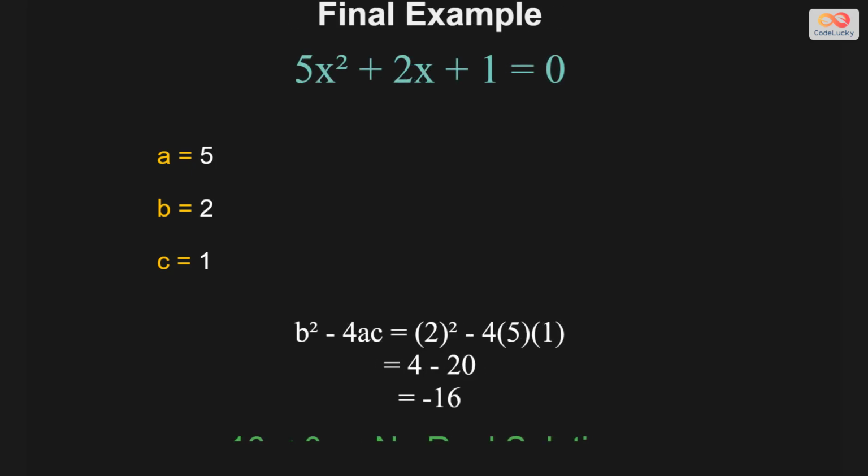For our last example, let's look at 5x² plus 2x plus 1 equals 0. a is 5, b is 2, and c is 1. The discriminant is 2 squared minus 4 times 5 times 1, which calculates to 4 minus 20. The result is negative 16. Since the discriminant is negative, we can conclude that this equation has no real solutions.